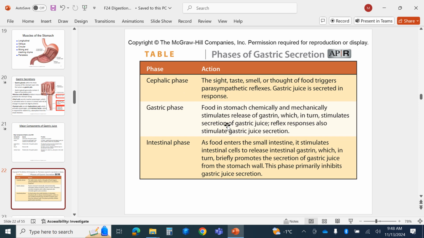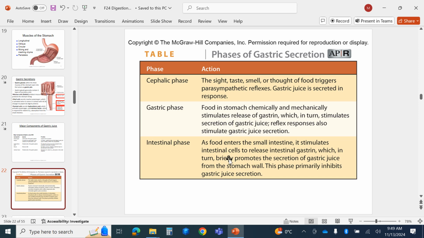The gastric phase is when food is in the stomach, chemically and mechanically stimulating the release of gastrin, which in turn stimulates the secretion of gastric juices. Reflex response also stimulated gastric juice secretion. So now we're into the stomach. Okay, and there are different things going on once food enters the stomach.